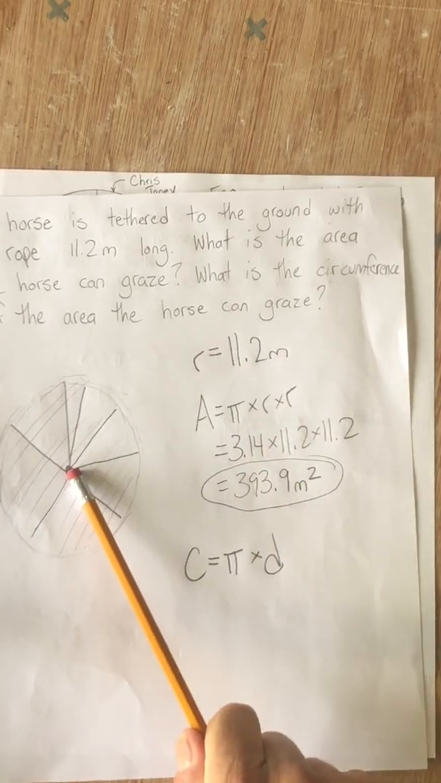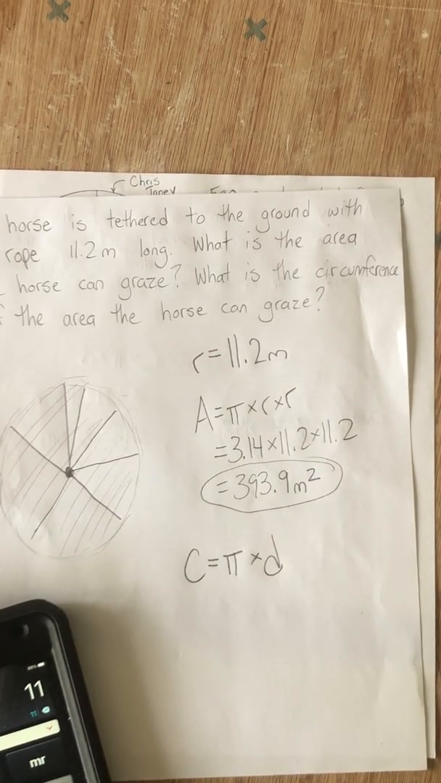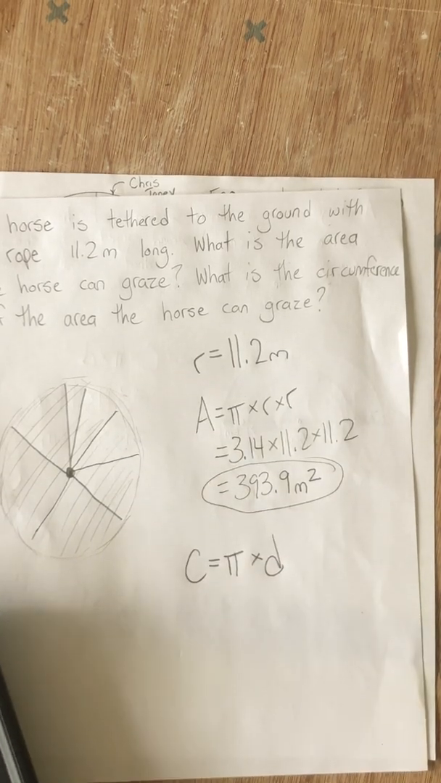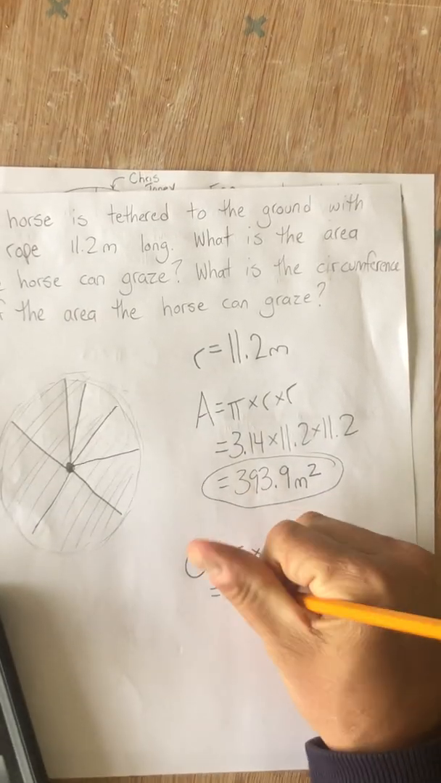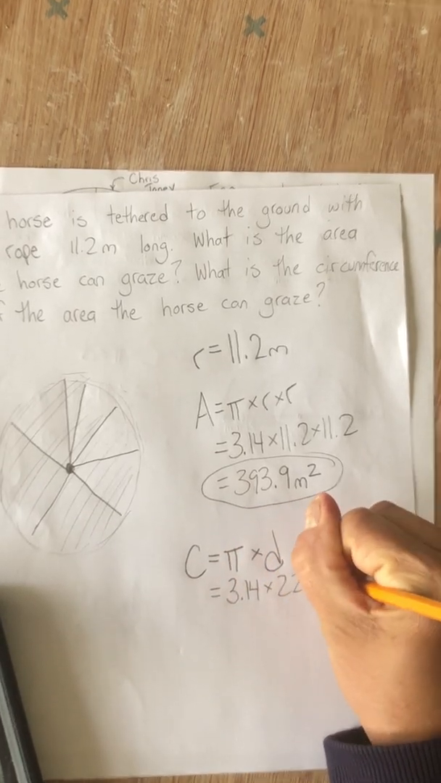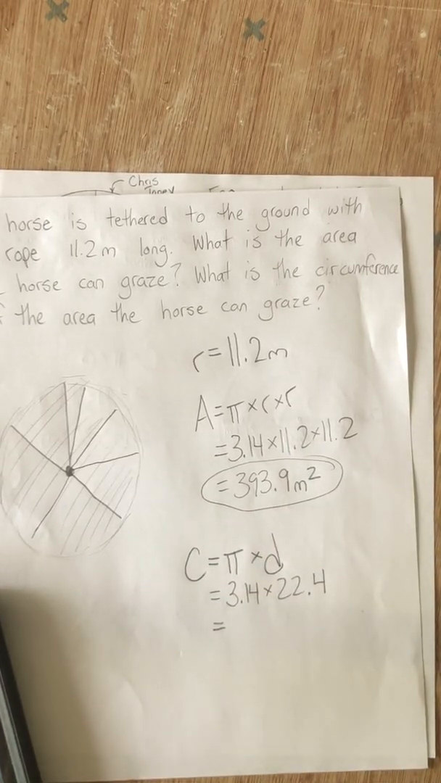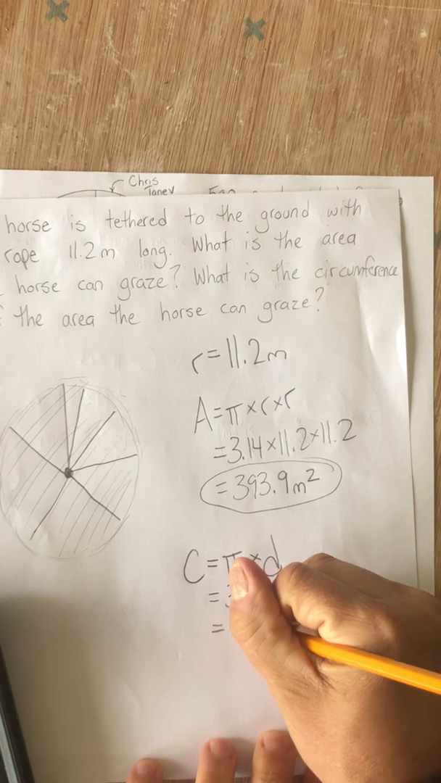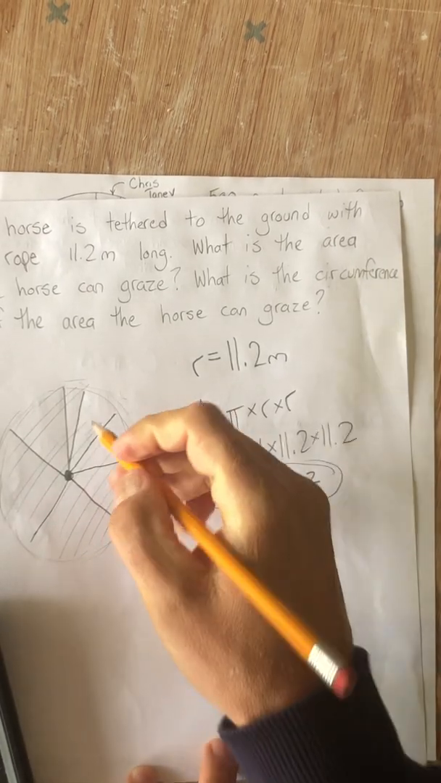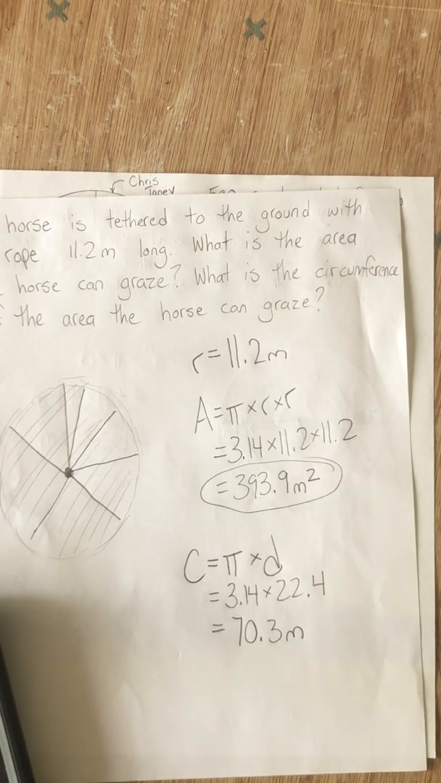Since I know the radius, I know that the diameter is just going to be 2 times the radius. So take my radius, 11.2, times it by 2, and there's my diameter, 22.4. Now that I have that, I just sub it into my equation, 3.14 times 22.4. And what's that going to be equal to? 70.336, so let's just round it to 70.3 meters. It's 70.3 meters around the outside of the area that the horse can graze in.